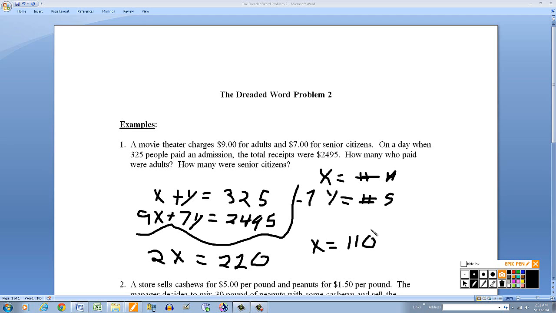Okay, so there were 110 adults. The total number is 325, so if we subtract 110 from the 325, that gives me the number of senior citizens, which is 225, or 215 I should say. And there you have it.